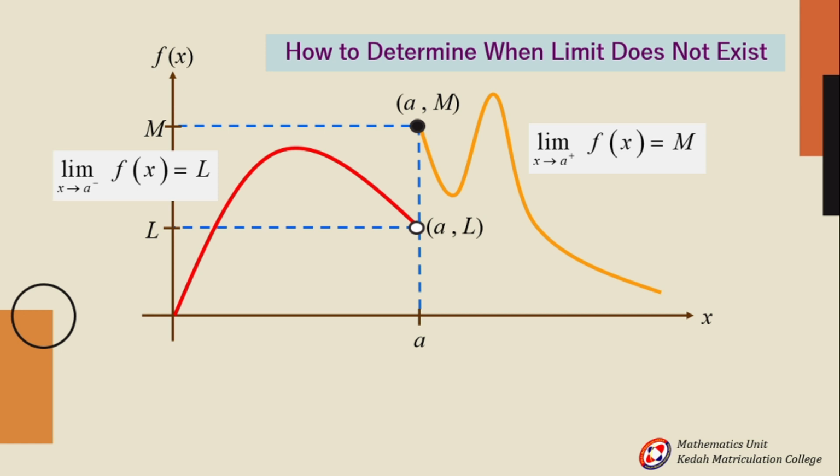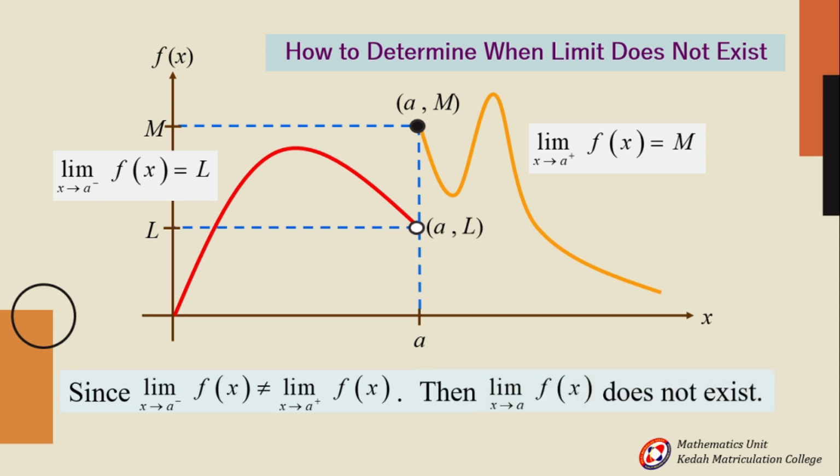So, in this graph, we notice that the one-sided limits, the left-hand limit and the right-hand limit, both exist, but they are not the same value. Or, in other words, the graph jumps at x equal to a. Then, the limit does not exist. This is usually written as: since the limit of f(x), x approaches a from the left, is not equal to the limit of f(x), x approaches a from the right, then the limit of f(x), x approaches a, does not exist.